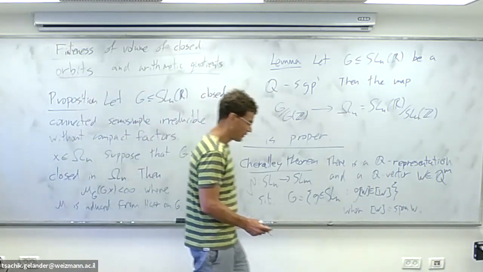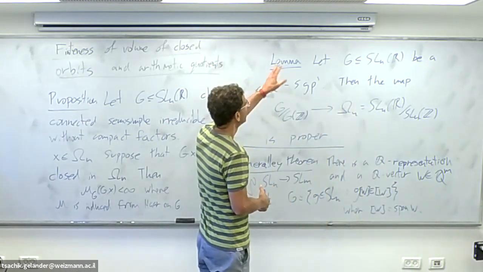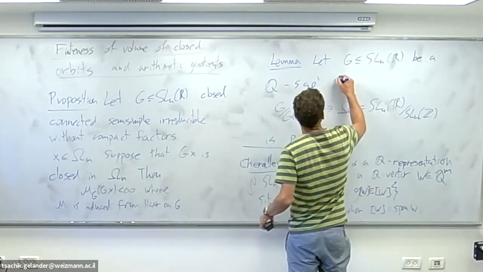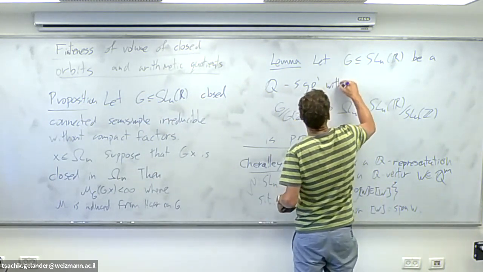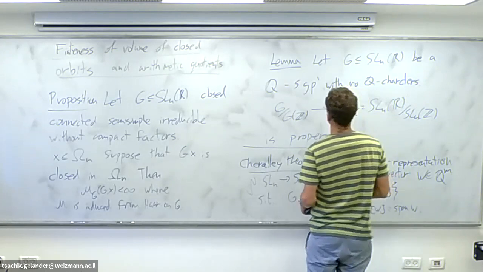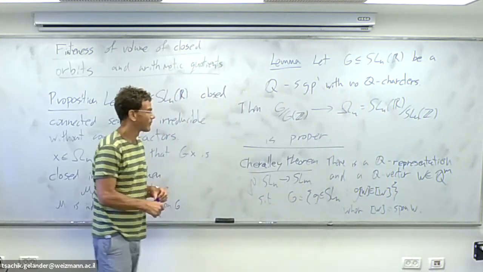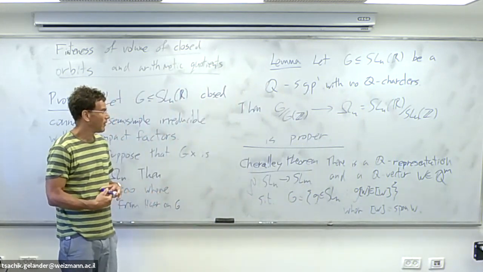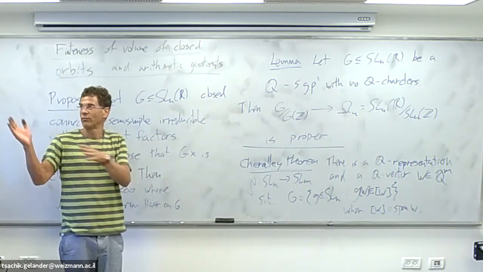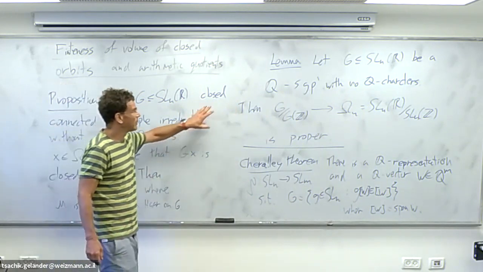Now, I see that I need something in the lemma. G is not every group, but let G be a Q group without Q characters. Then the map is proper. The hint is that you use Chevalley, but I don't want to fight against time, and we need time for lunch and then the midrasha. So let's leave it for next time.